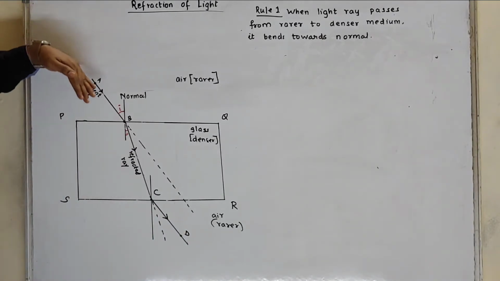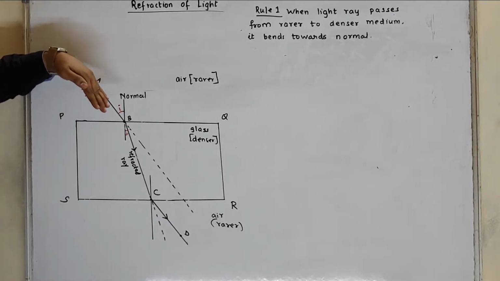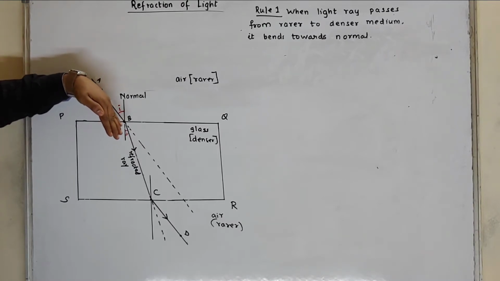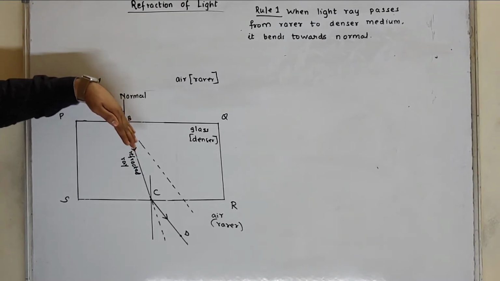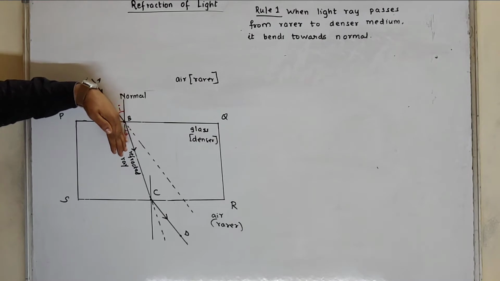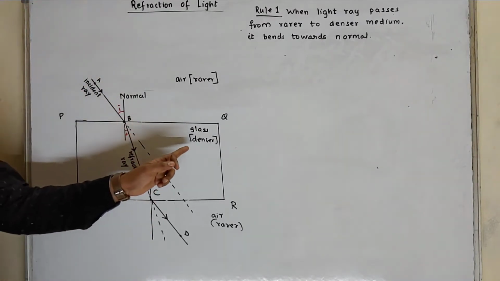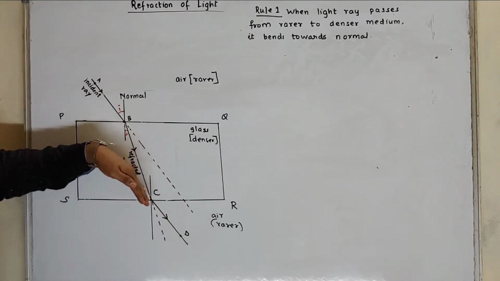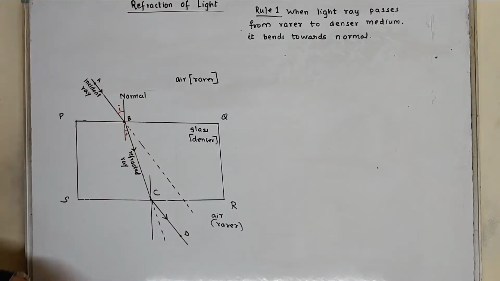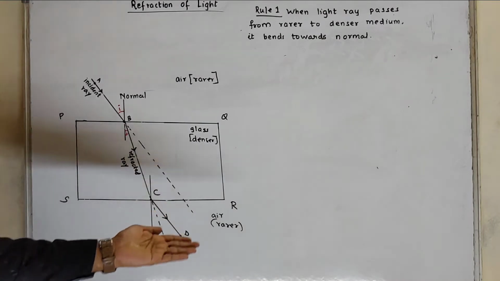See, light ray, incident ray AB, when it enters glass, glass is a denser medium. So instead of going straight, it will bend where? Towards normal. Now again it comes out of the glass. Now it is entering from denser to rarer medium. Instead of going straight, what will happen? It will move away from the normal.